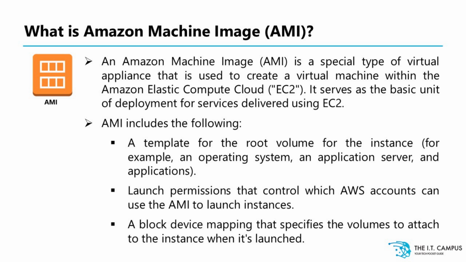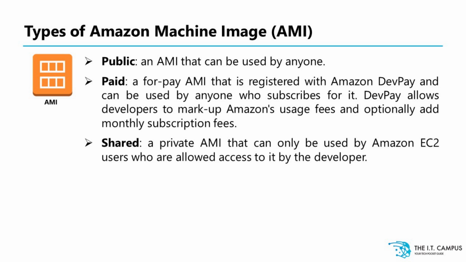An AMI includes a template for the root volume for the instance, for example, an operating system, an application server, and applications. It also includes launch permissions that control which AWS accounts can use the AMI to launch instances, and a block device mapping that specifies the volumes to attach to the instance when it is launched. AMIs have three types: public, paid, and shared. Public AMIs can be used by anyone. Paid AMIs are registered with Amazon DevPay and can be used by anyone who subscribes to them. DevPay allows developers to mark up the Amazon usage fee and optionally add a monthly subscription fee. Shared AMIs are private AMIs that can only be used by Amazon EC2 users who are allowed access to them by the developer.